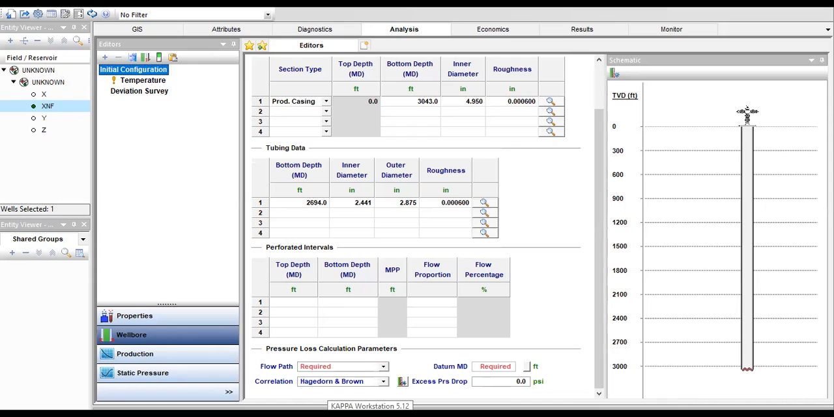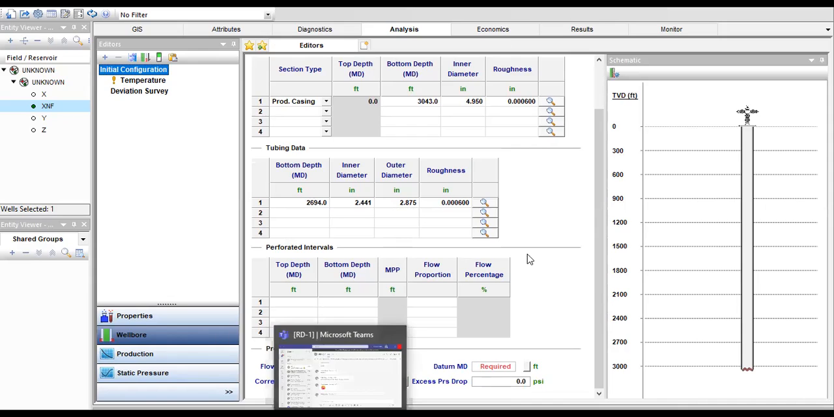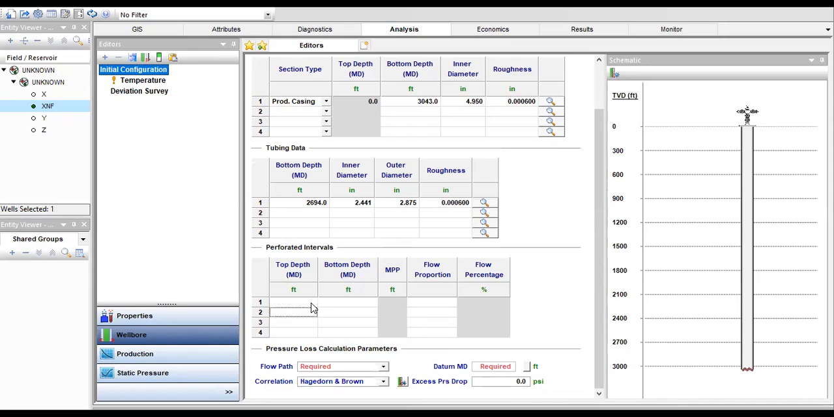And bottom is, I need to check it first. Okay. 886. Okay. And then it's at 2896. Okay. And yep, flow proportion 100%. It's good. And then flow path.